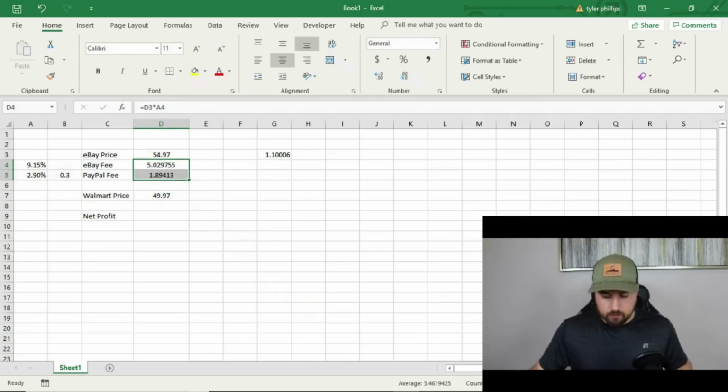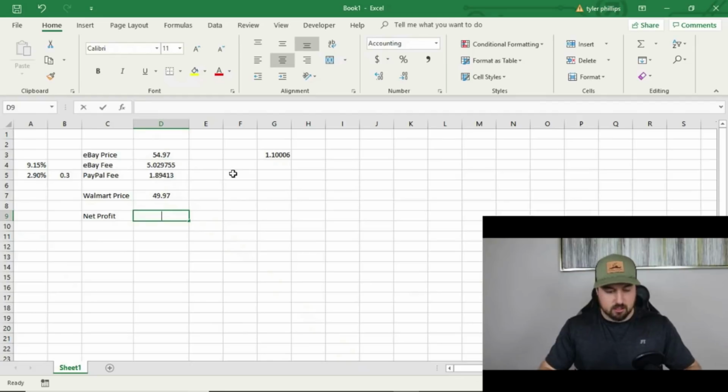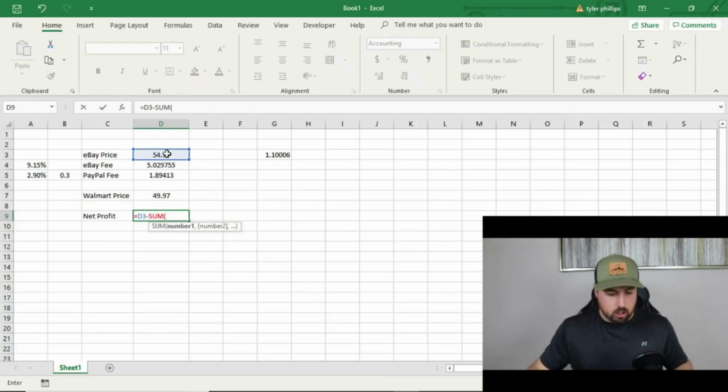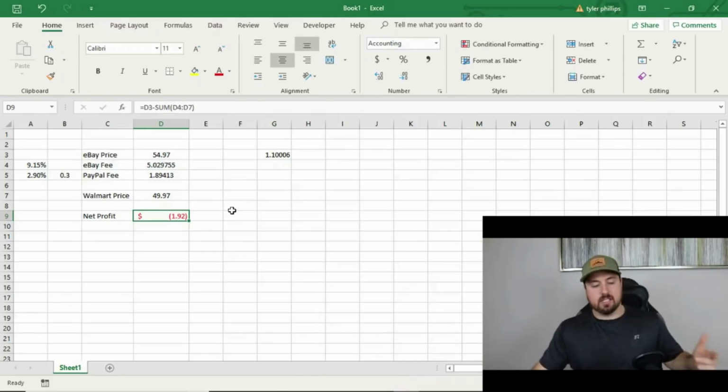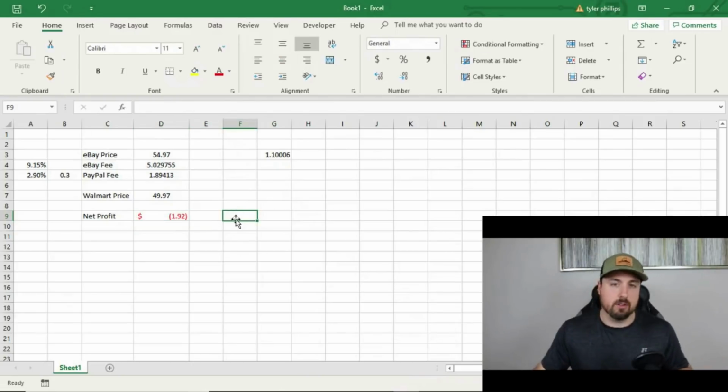So we have $6.92 in fees, and then we have the Walmart price at $49.97. So what we're going to do now is take the eBay price and subtract the fees and the cost of goods sold. So as you can see, he's actually losing $1.92 on the transaction every single time he sells it.